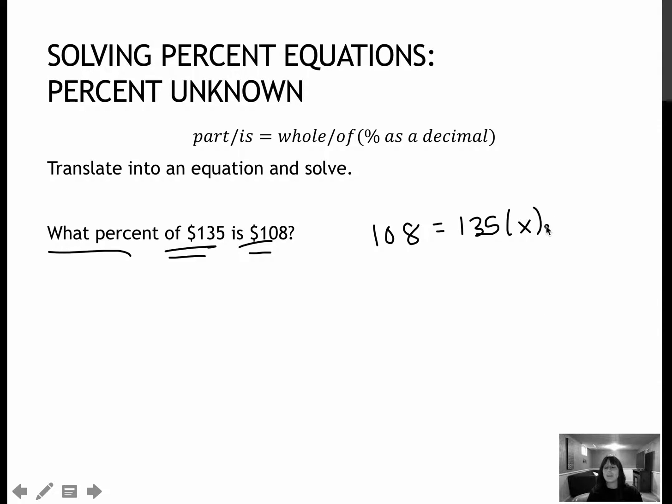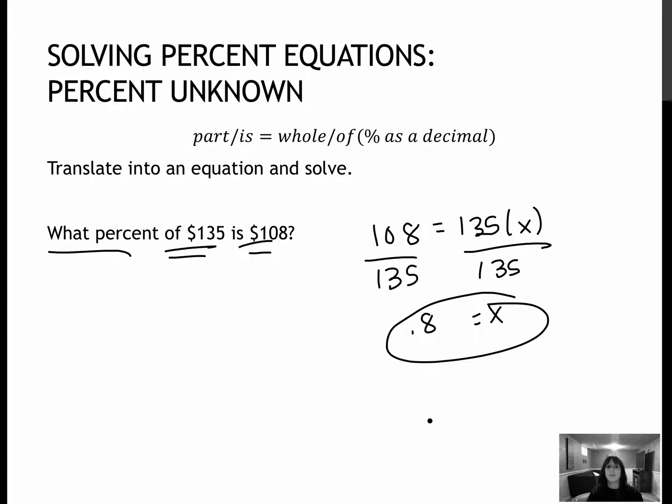Using those parentheses is not necessary. I'm going to divide by 135 on each side. And remember, we will expect to get a decimal in this case. When I divide, I get 0.8. And it's very tempting to just say, okay, so the answer is 0.8. But does that make sense that it's 0.8% of 135 is 108? No, because that gave me my answer as a decimal rather than a percent.